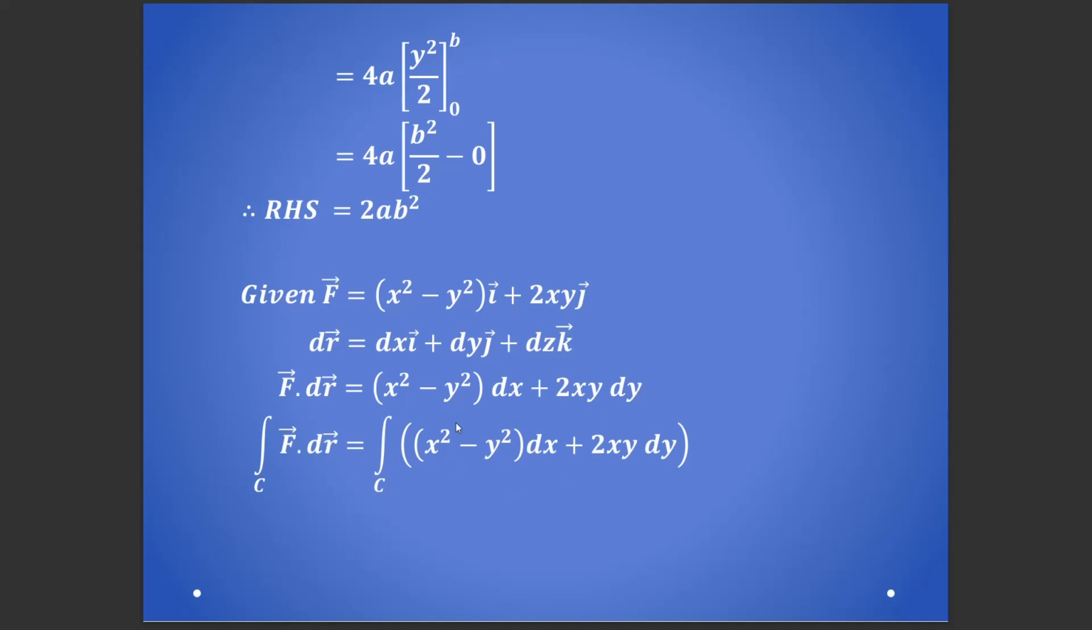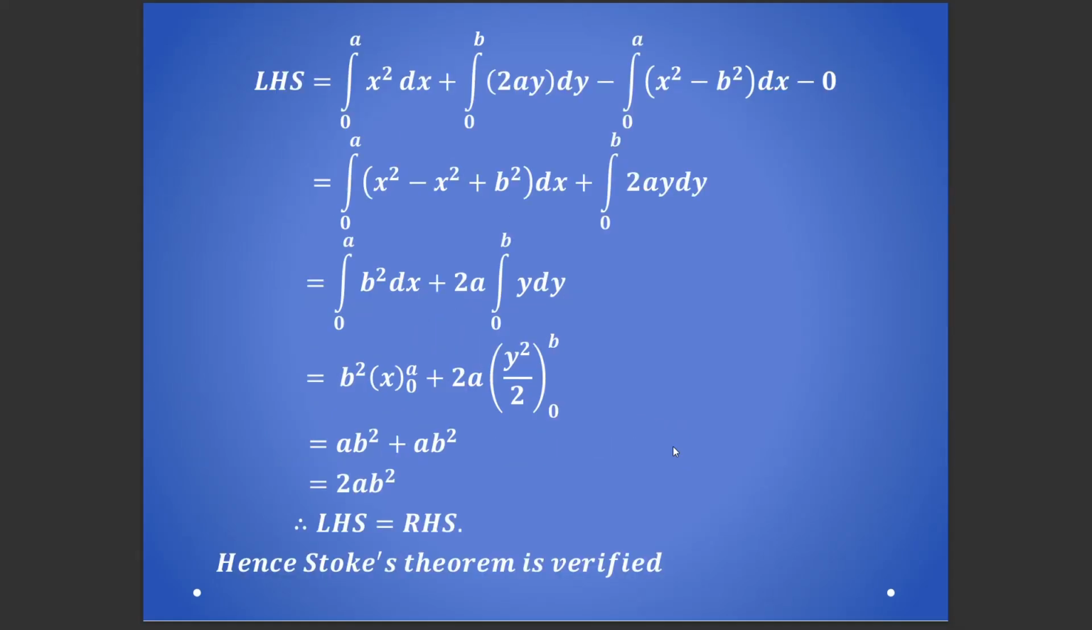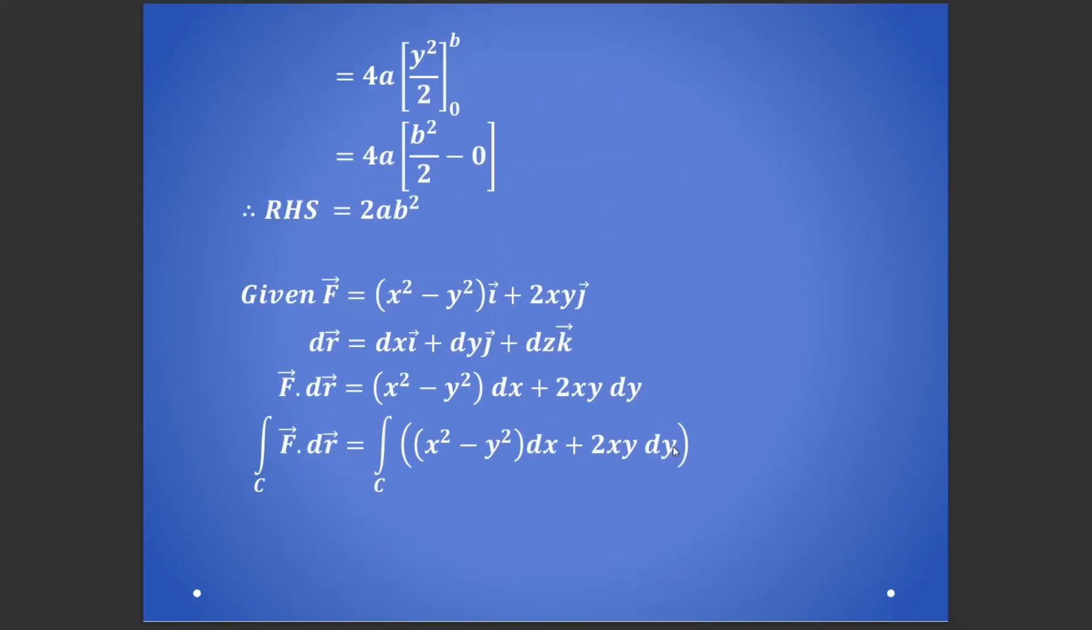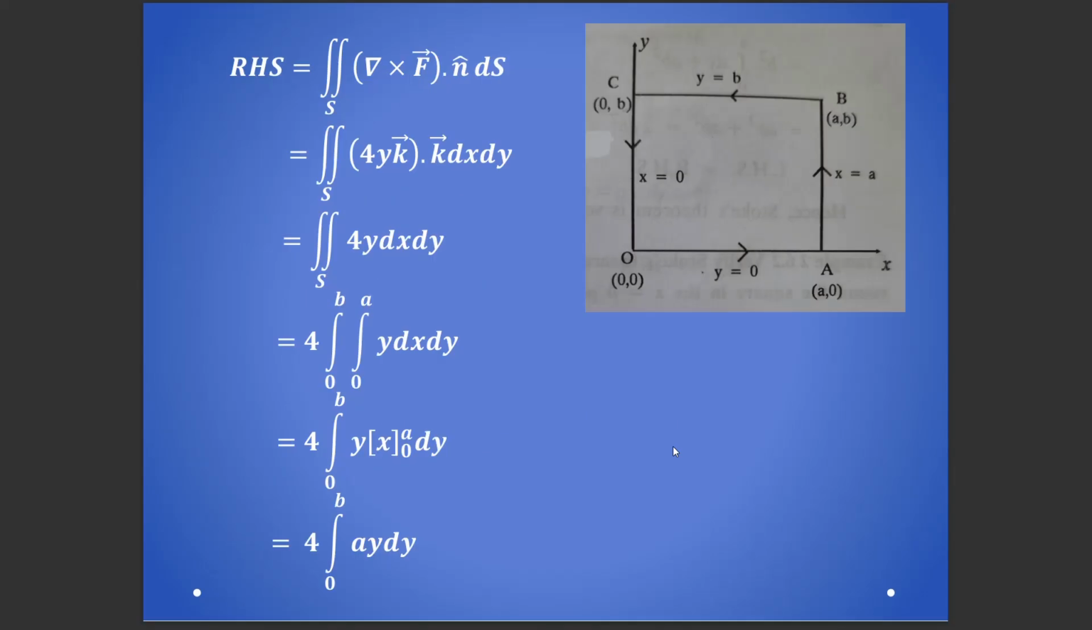F vector dot dr is equal to x square minus y square into dx plus 2xy into dy. So now LHS. How many directions are there? Given is x equal to 0 to a and y equal to 0 to b. So there are 4 directions. First, along OA, y is equal to 0 because this is the x-axis. The equations are x equal to 0, x equal to a, and y equal to b.